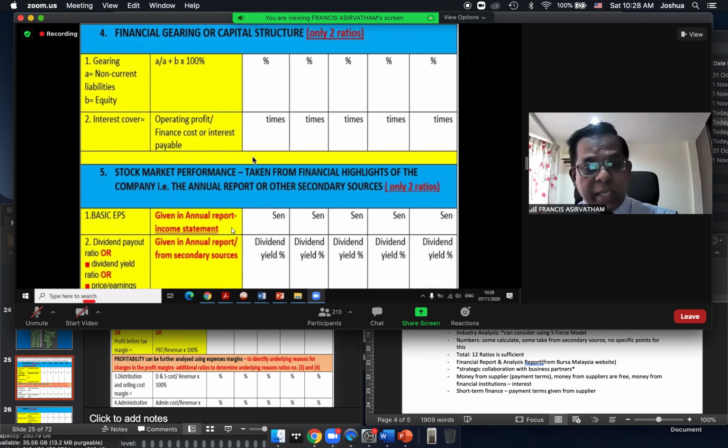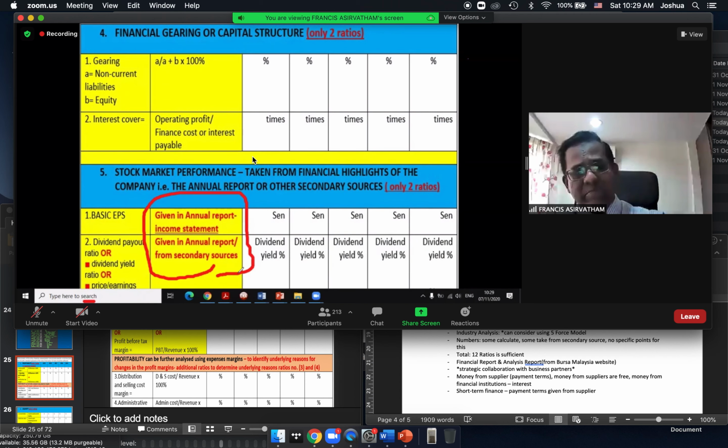And the last area, another two ratios which are required, are EPS and dividend payout. I put there very clearly, don't ever calculate this. You can take it from the annual report itself. It will be there. Take it and put it, it's free marks. And EPS, earnings per share, will tell you whether the company is making money over the years. All right, just take it and put it inside there.